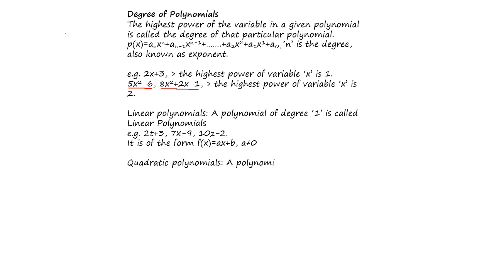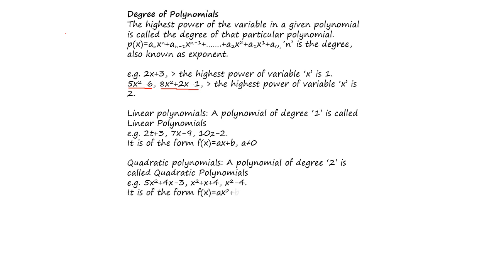Quadratic polynomial. The polynomial in which the highest power of the variable is 2 is called quadratic polynomial. For example, 5x² + 4x - 3, x² + x + 4, x² - 4, these all belong to quadratic polynomial. It is of the form ax² + bx + c, and a can never be equal to 0.